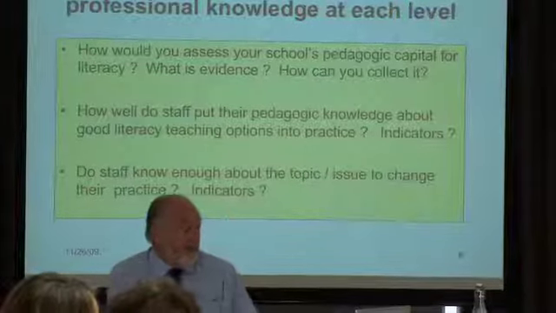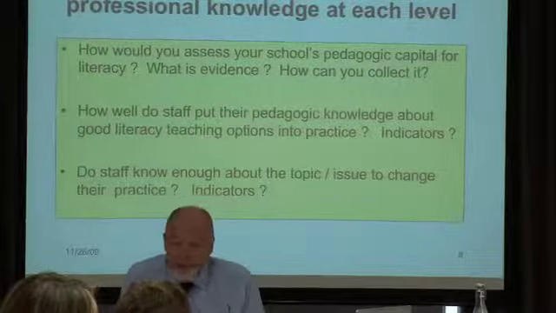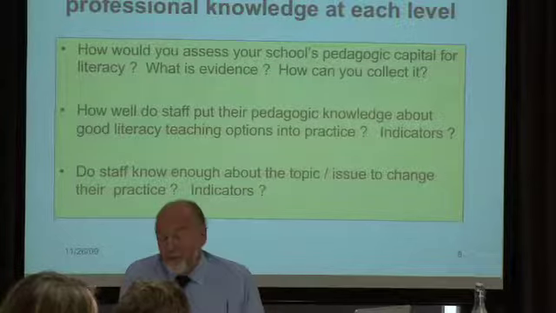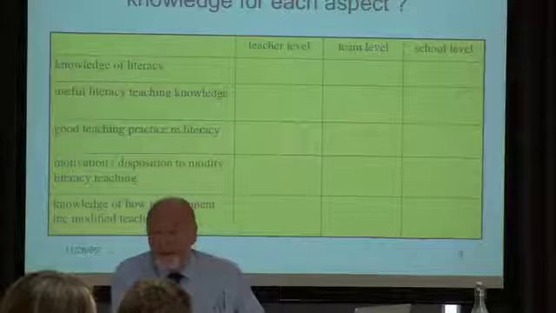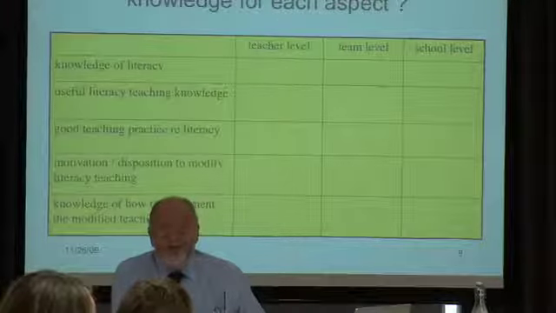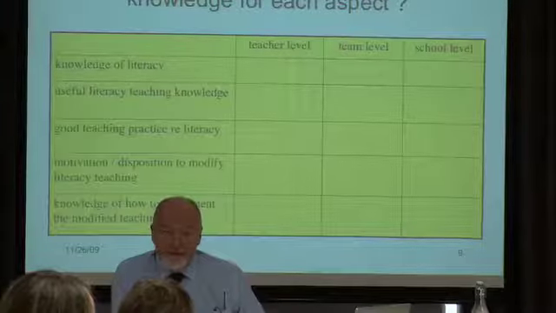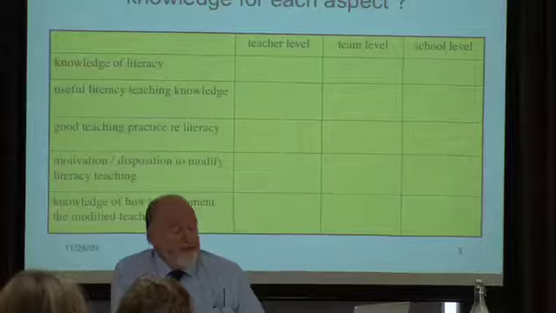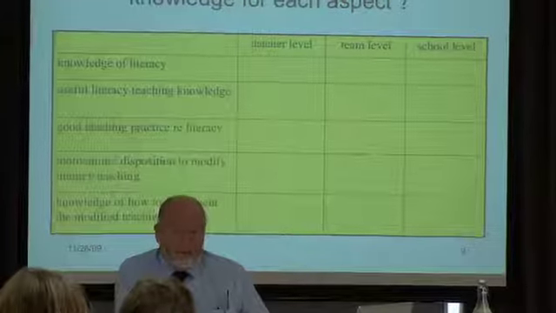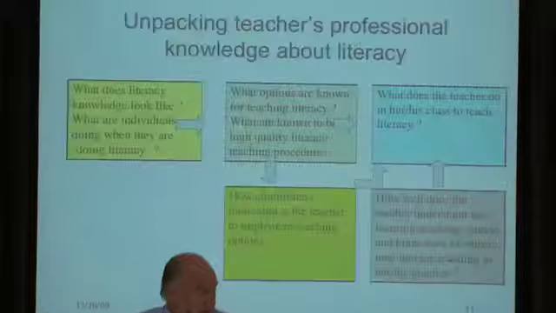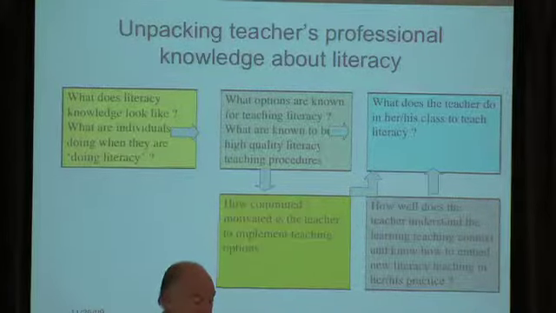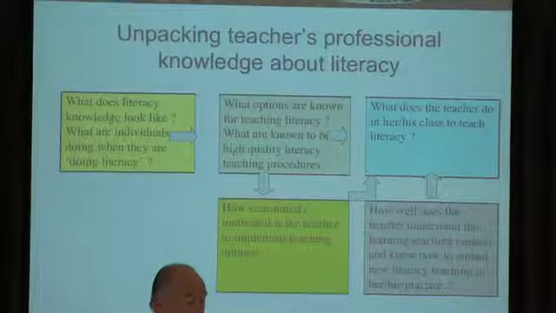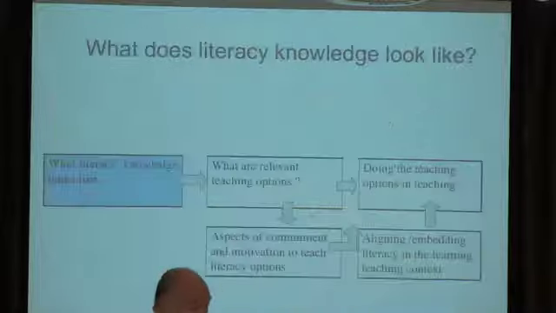And thirdly, do staff know enough about the topic altogether in order to bring about change? And so we really need data in each of those little cells. To be able to tell how your school is travelling, we need to know about each of those cells. If we were going to look at each of those, I've just briefly mentioned there what I said earlier about what each aspect of knowledge could look like.